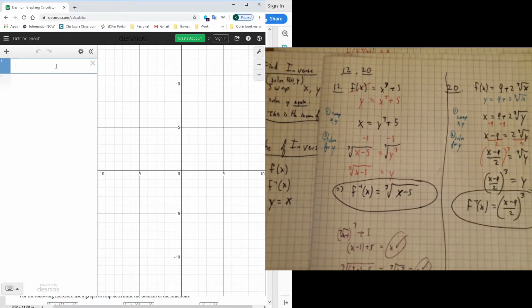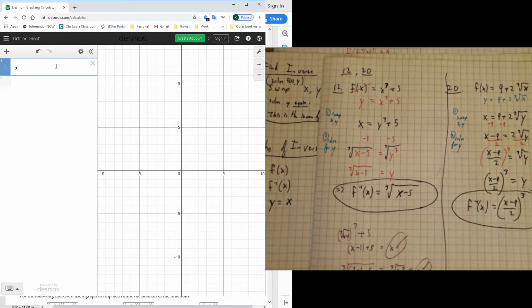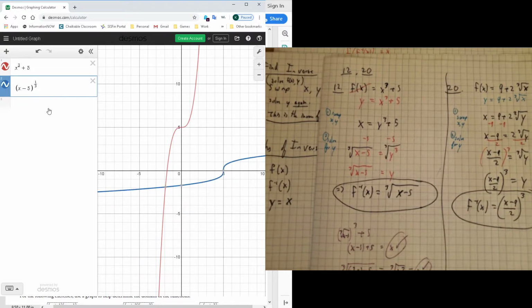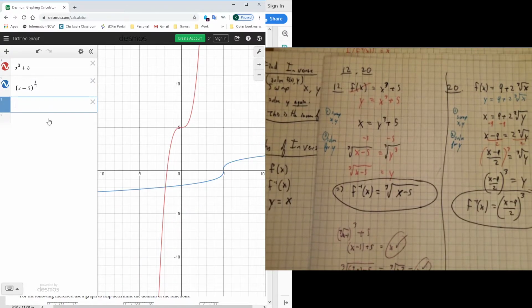Now, in Desmos, what I do is I type in my first function. My first function is x to the third plus 5. There's my graph. And then what I'm also going to graph is my inverse, which I have as the cube root of x minus 5. And it's a cube root, so that means it's a 1/3 power. Now, real quick, what do you notice about both these functions?